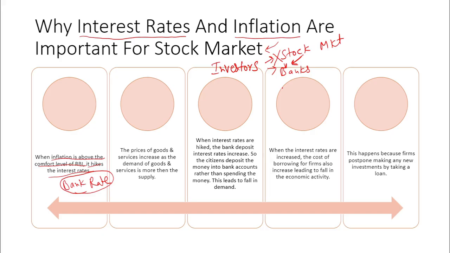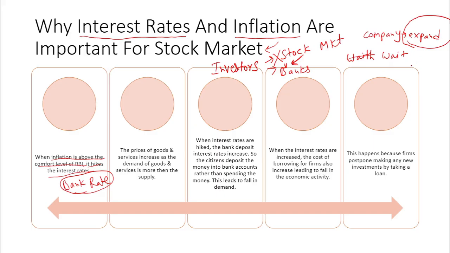The second way interest rate impacts the stock market is a bit indirect in nature, but let us understand how it works out. Whenever the interest rates are increased, the companies which wanted to expand their business by taking a loan from a bank will not now take a loan because the interest rate is too high. So what are they going to do? They are going to say, okay, the interest rate is too high right now, so let's not expand the business. Let's wait for the interest rate to fall. Only then we will take loan and then we will invest the money in expanding our business.